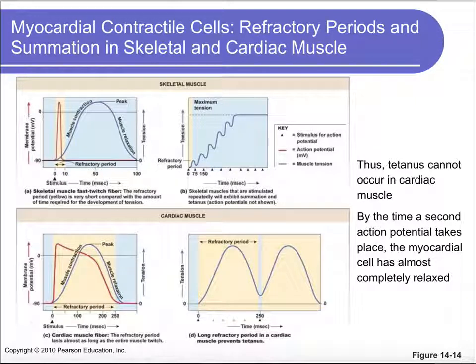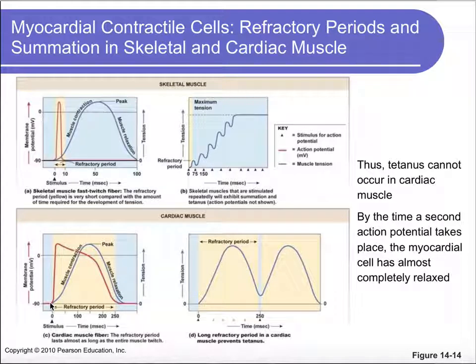And so to prevent the cardiac muscle from ever being able to sum and reach tetanus, we have this long action potential. So again, the action potential is due to sodium rushing in, then potassium coming out and calcium coming in at the same time, and then potassium going out would be the repolarization.